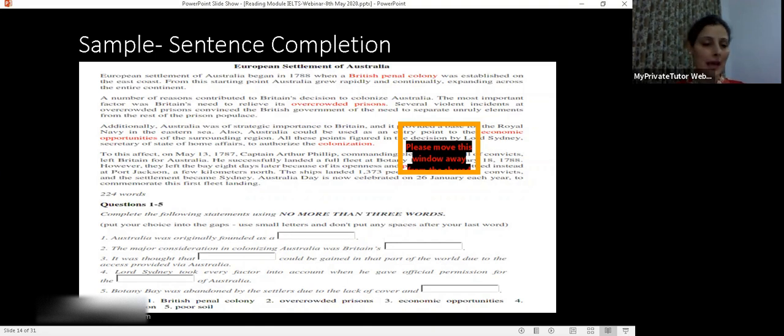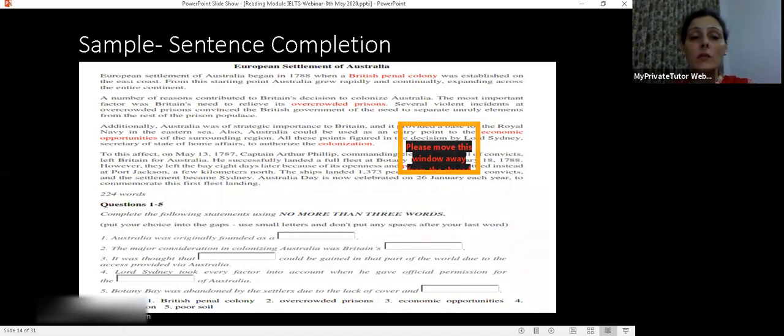If you look at that, complete the following statement using no more than 3 words. They have given the word limit to us. Australia was originally founded as a dash. We are just going to read the passage. It is about European settlement of Australia. This paragraph is academic, taken from some book or magazine, so it is related to the academic category.